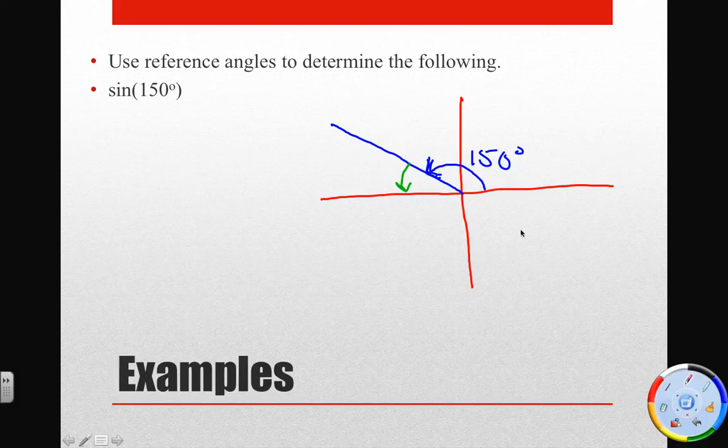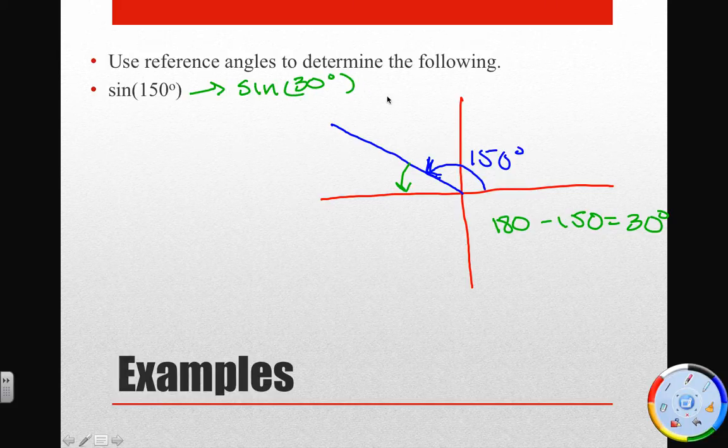And if you use that calculation thing that I had there before, I said that in quadrant 2, I do 180 minus 150, and I get 30. Well, that means that the sine of 150 degrees is just like finding the sine of 30 degrees. Well, the sine of 30 degrees we know is 1/2.